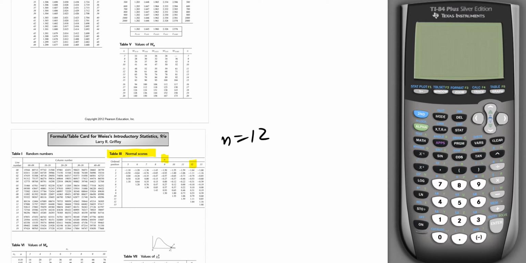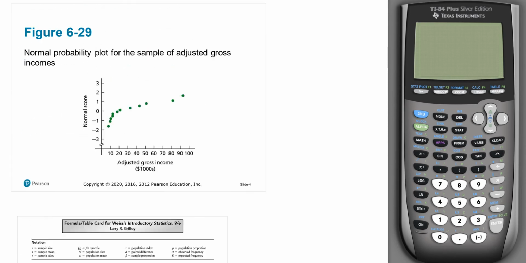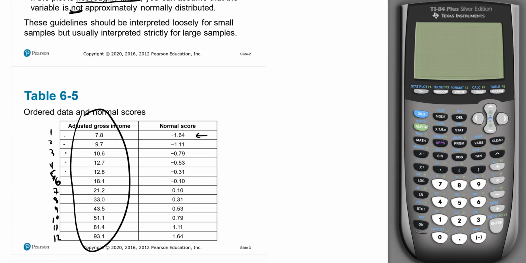Data 1, whatever the data value was, corresponds to the first one, then the next one, next one, all the way down, 12 of them. The negative 1.64 goes in the next column of the given table, then negative 1.11, negative 0.79, negative 0.53, negative 0.31. All these values came from the table. The question is, the table shows only up to 12 values.